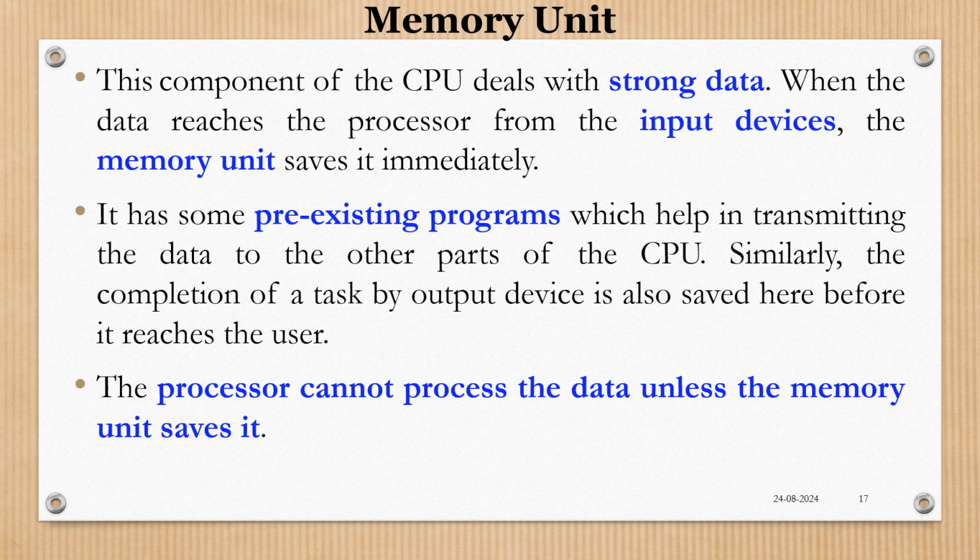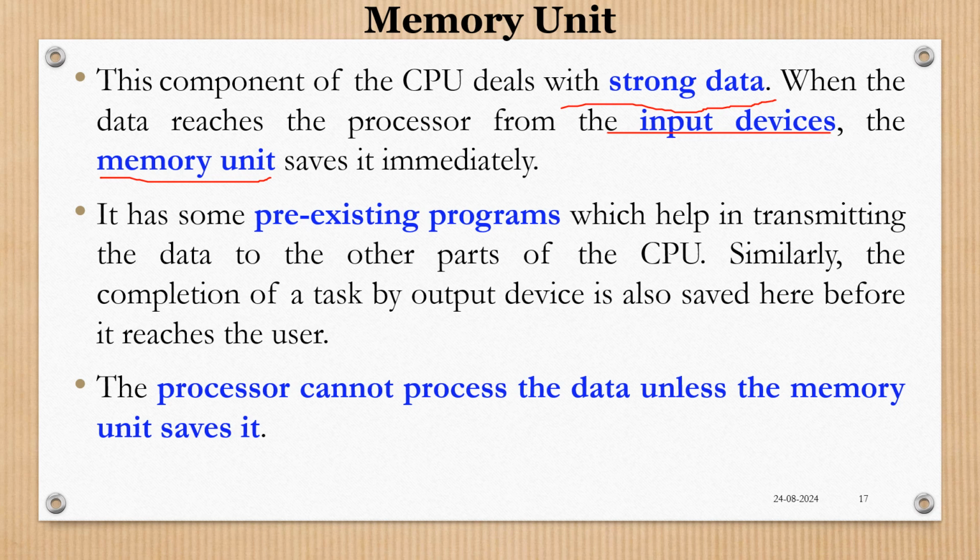So memory is one of the most important parts of the computer, and there are different types of memory available in the computer on the basis of their cost and their speed. This component of the CPU deals with the storage of the data, and the data is available from the processor, either from the input devices or from the memory unit.